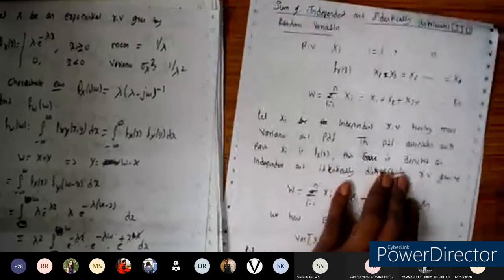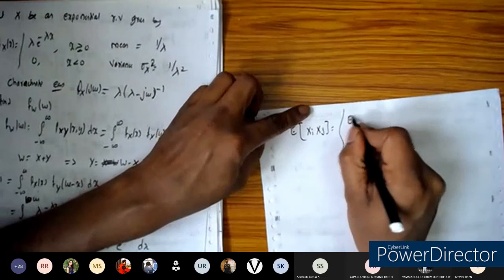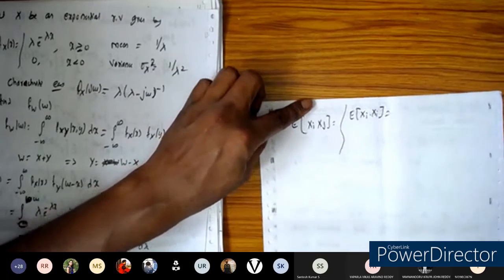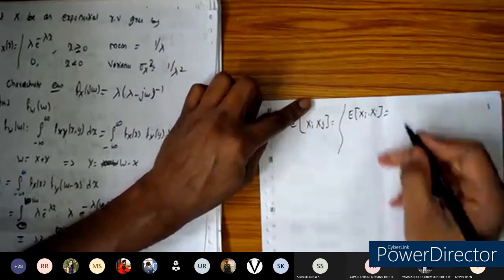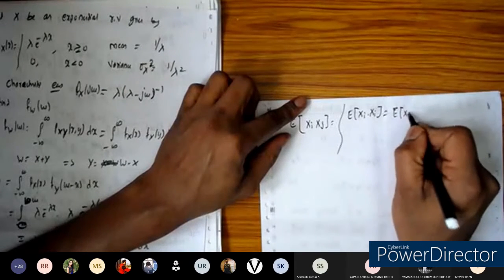So I'll take once again the same concept and repeat it here. Expected value of xi with xj. So when i is equal to j, this will become xi into xi here. Xi into xi is nothing but the expected value of xi square.